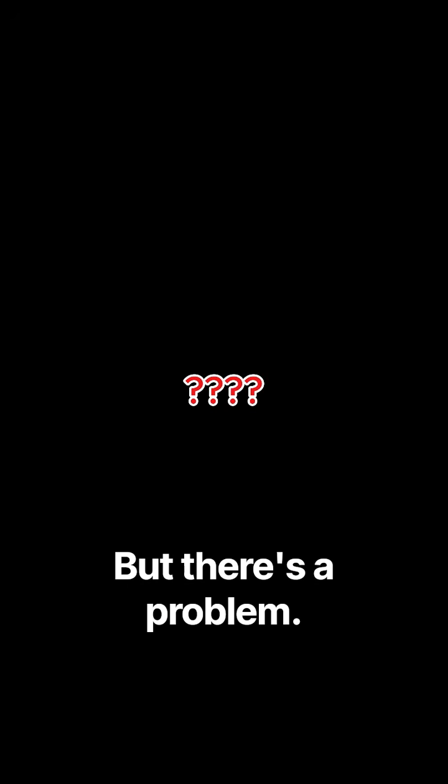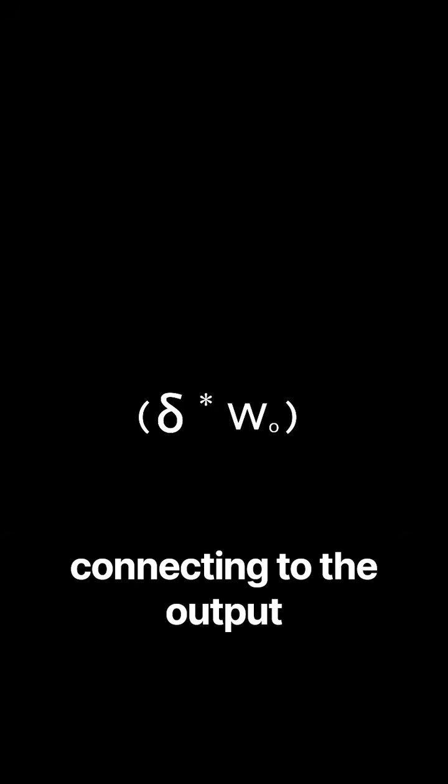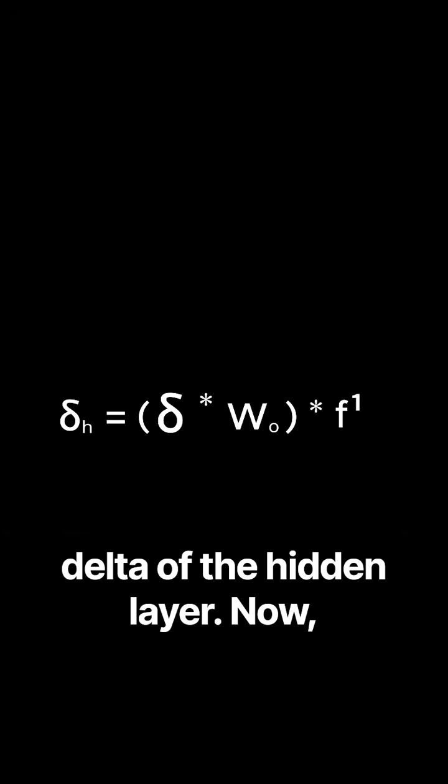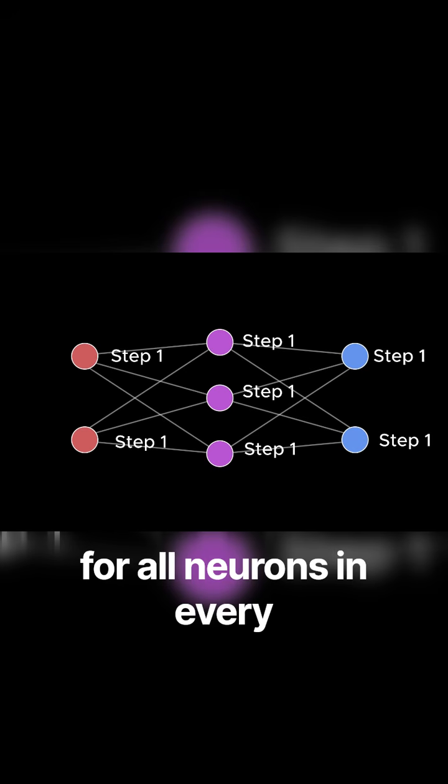Next, we have to do the same process to the hidden layers as well. But there's a problem. We don't have an error gradient to compare to. So we take the delta of the output layer, multiply its weights connecting to the output layer, and multiply that by the derivative of the activation function, and the result is called the delta of the hidden layer. Now we have to do step 1 for all neurons in every layer.